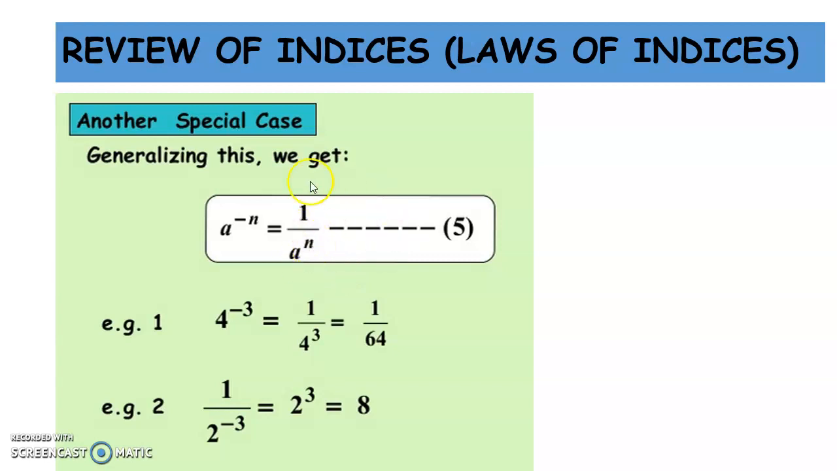Here we have the same special case generalized. I will have further examples here. You can just look at it. 1 over 4 raised to the power of minus 3. So if it's negative in the denominator, when it comes to the numerator, it becomes positive. So it happens in both ways.